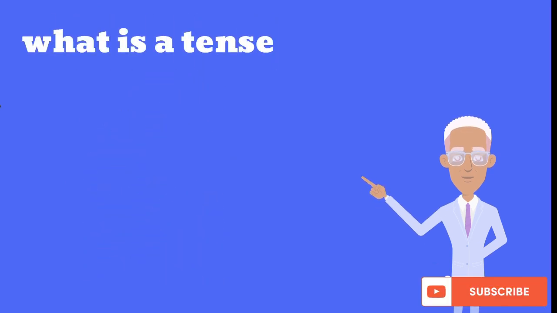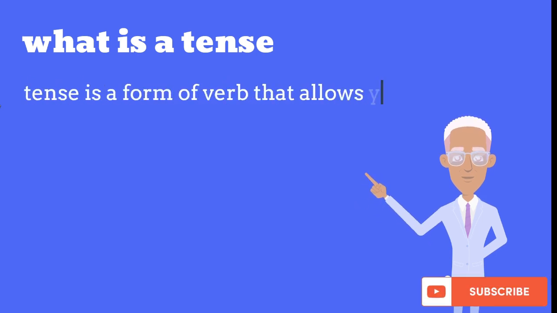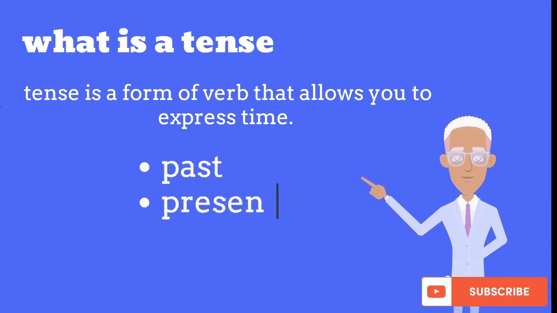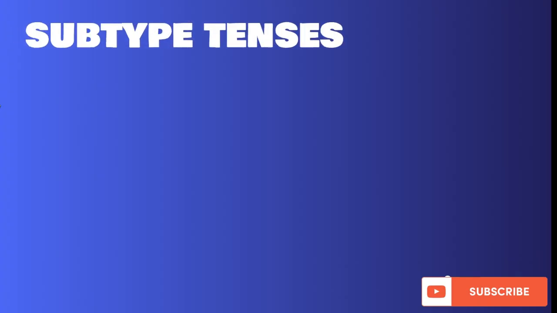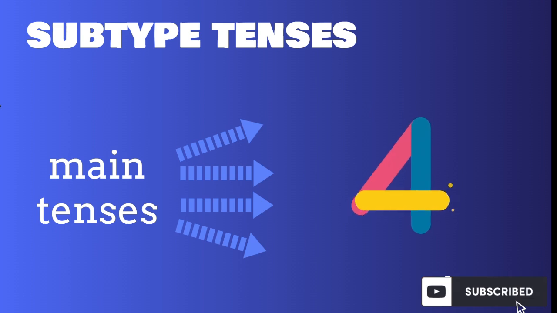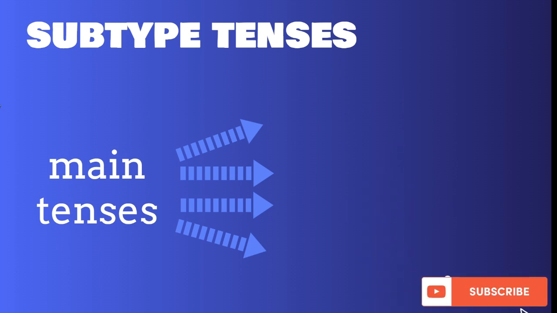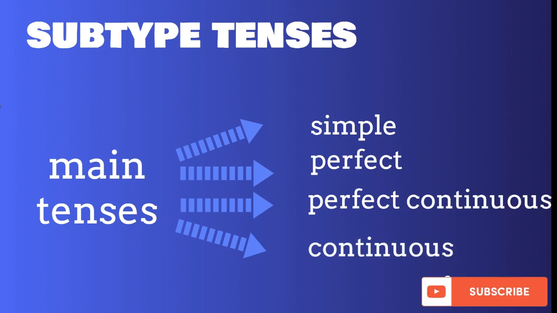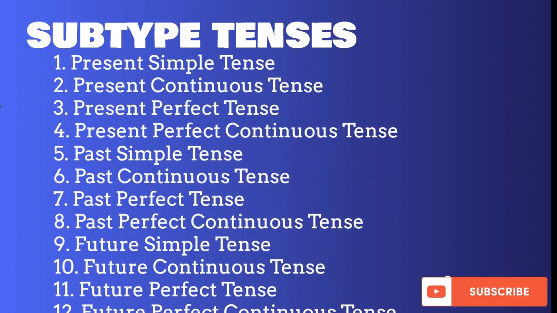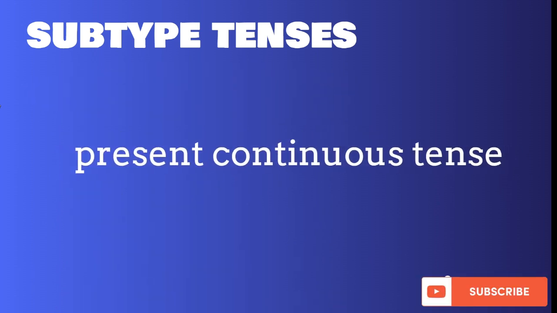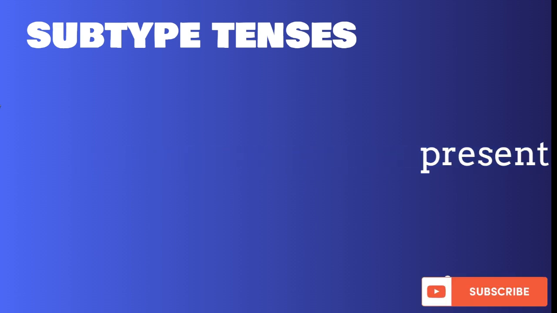Before we move on to our main topic, let's get a basic idea of the things that we should know. So, what is a tense? Tense is a form of verb that allows you to express time. There are three main types of tenses in English, which are past, present, and future. And there are subtype tenses, each made by dividing the main tense types into four categories based on their function. These functions are simple, perfect, perfect continuous, and continuous. There are 12 subtype tenses. The present continuous is one subtype tense among these 12.